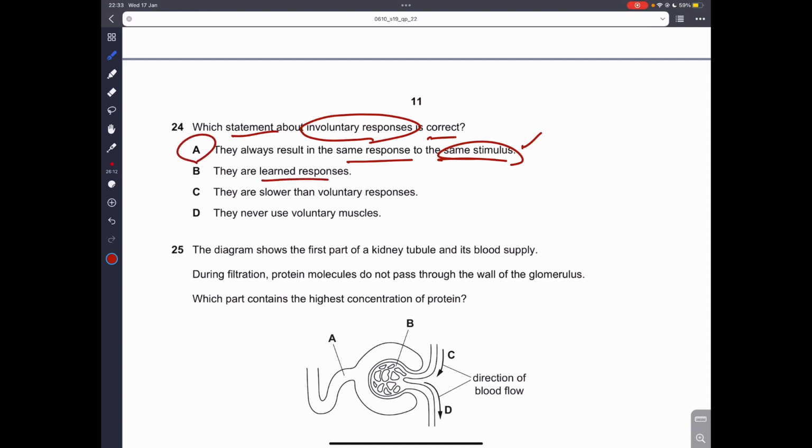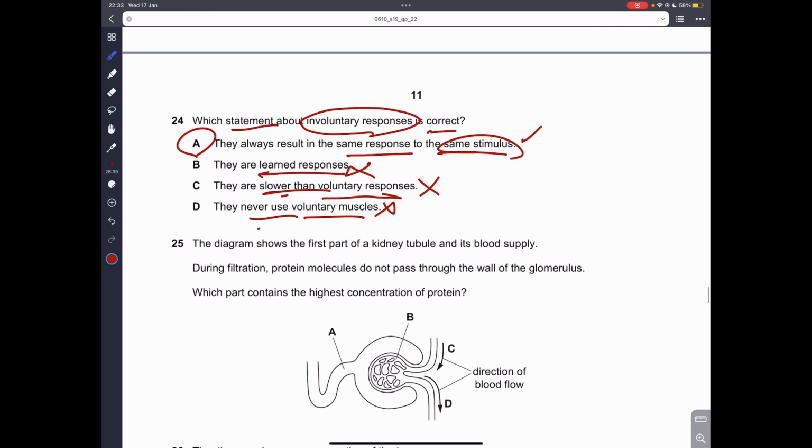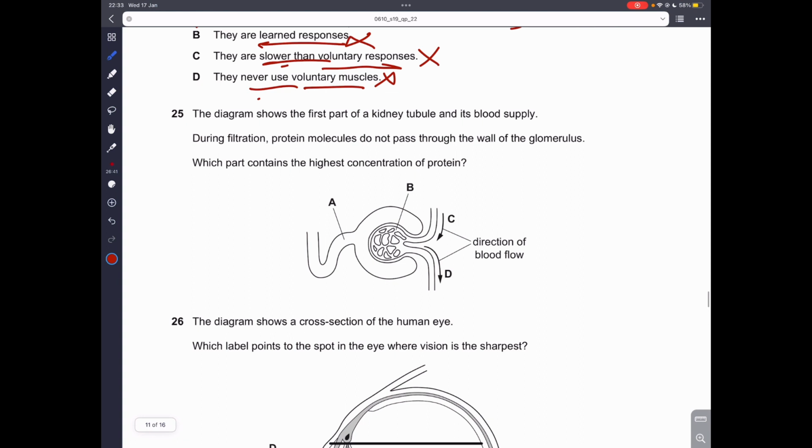The other options are not correct because they are not learned responses. They are embedded into you when you are born. This is basically the sensitivities of your nerves and something that you cannot control. Right? They never use voluntary muscles. This is not correct. They do use voluntary muscles. They are slower than voluntary responses. No, they are very much faster. Involuntary responses are always faster than voluntary responses.